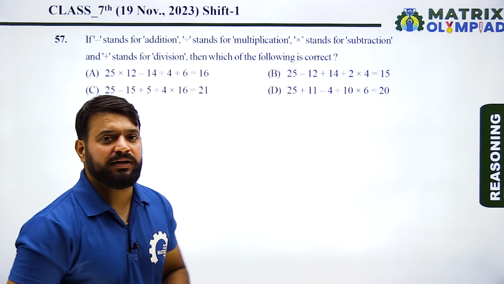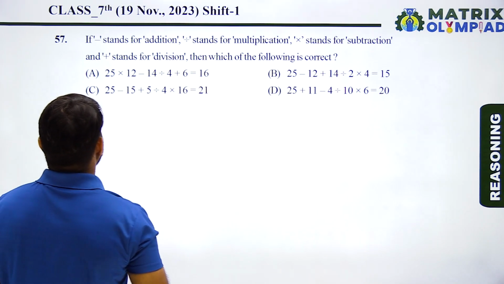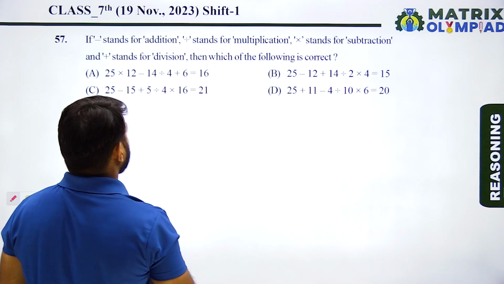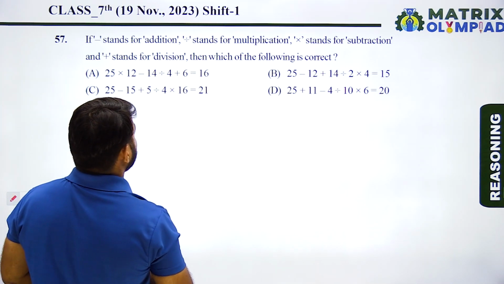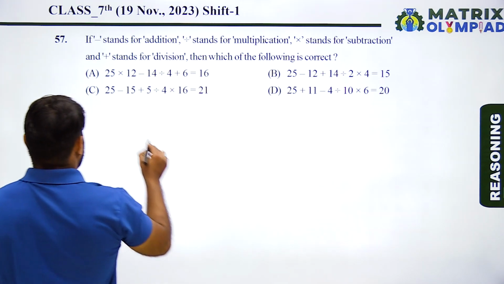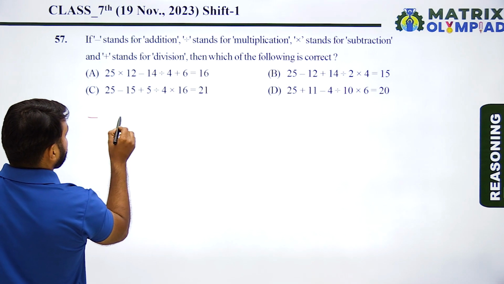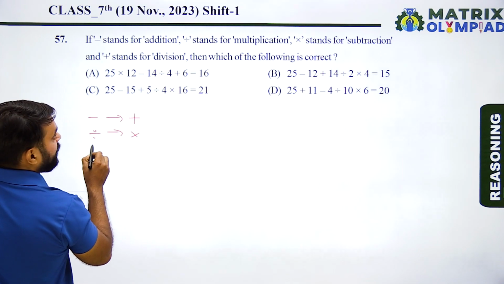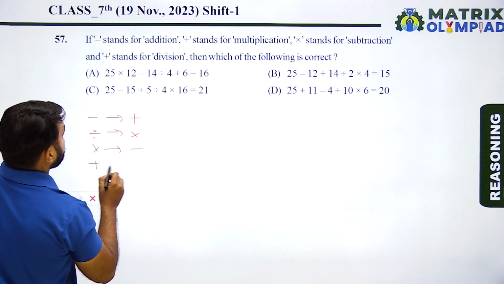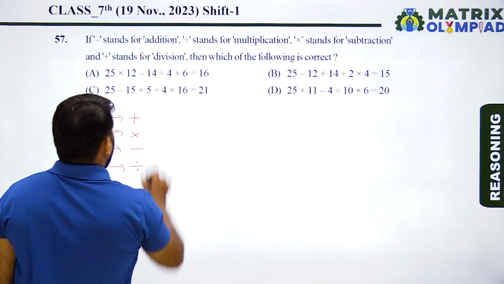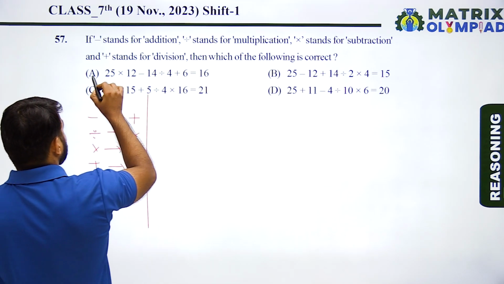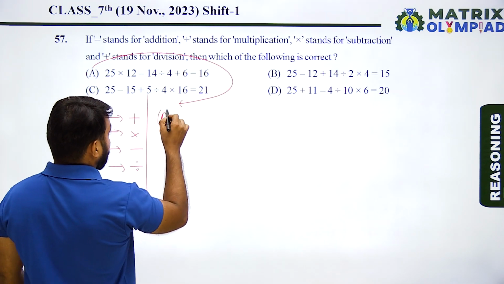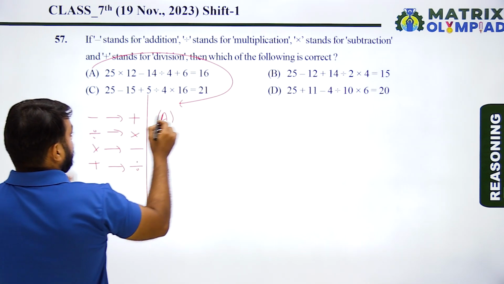So question number 57. If minus stands for addition, divide stands for multiplication, multiply stands for subtraction, and plus stands for division, then which of the following is correct? According to the question, options are taken one by one to see which one follows correctly. So first take option A. According to option A, 25.